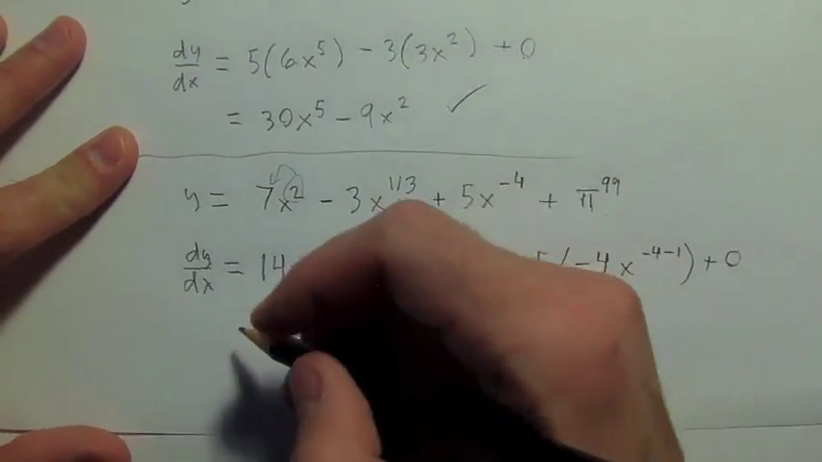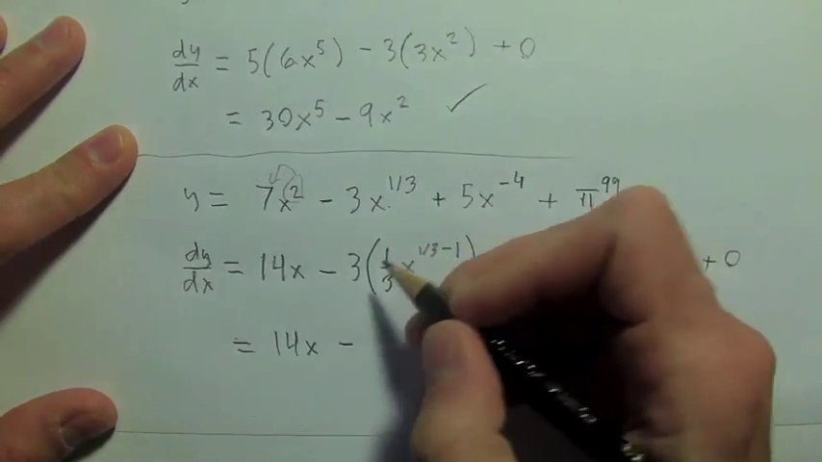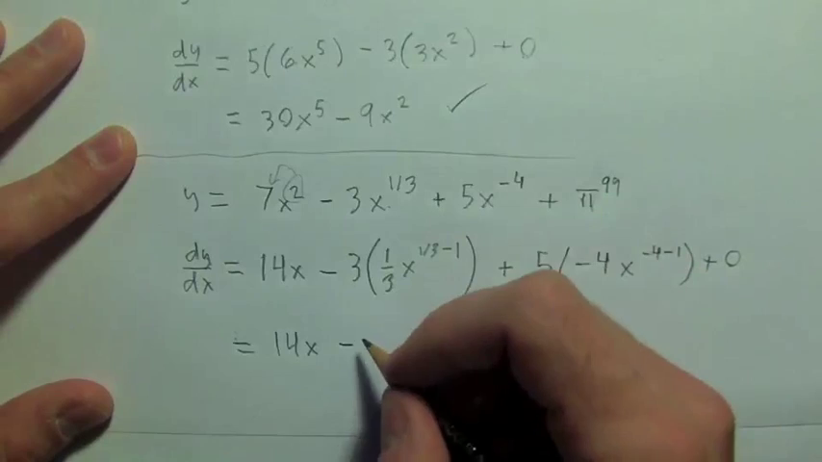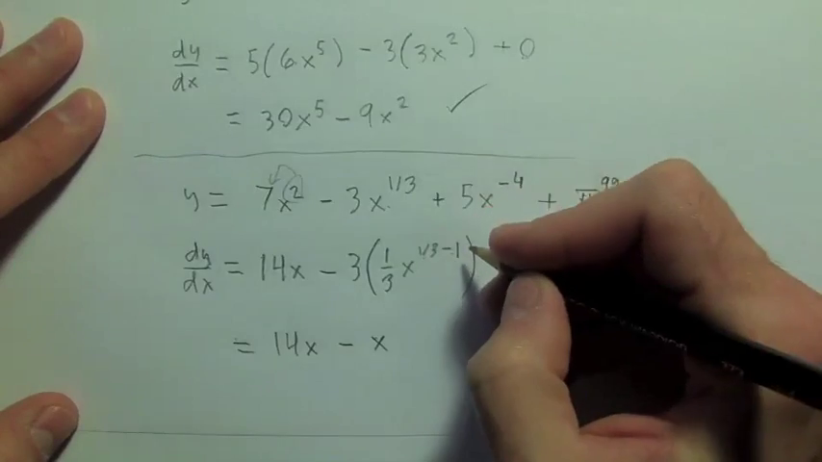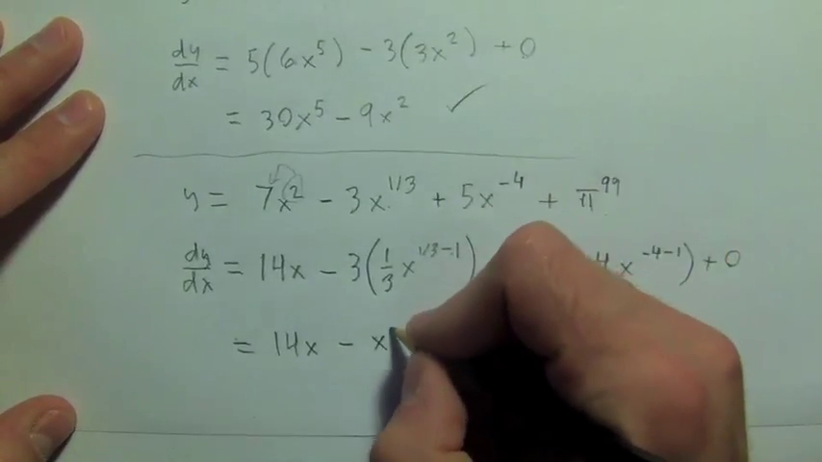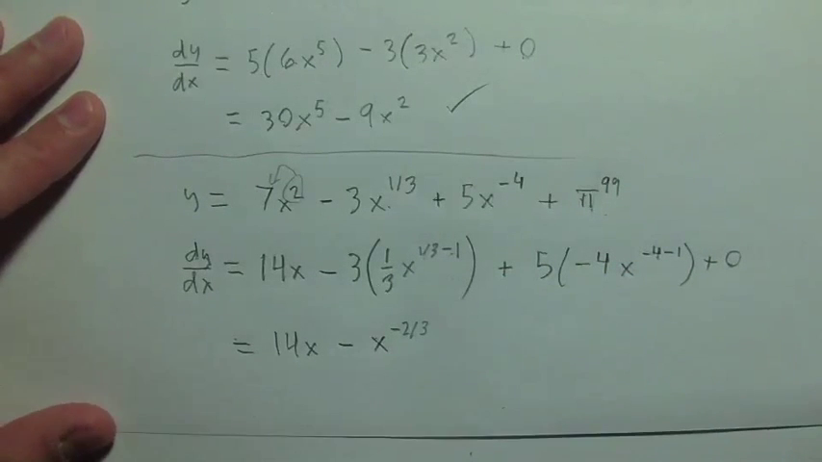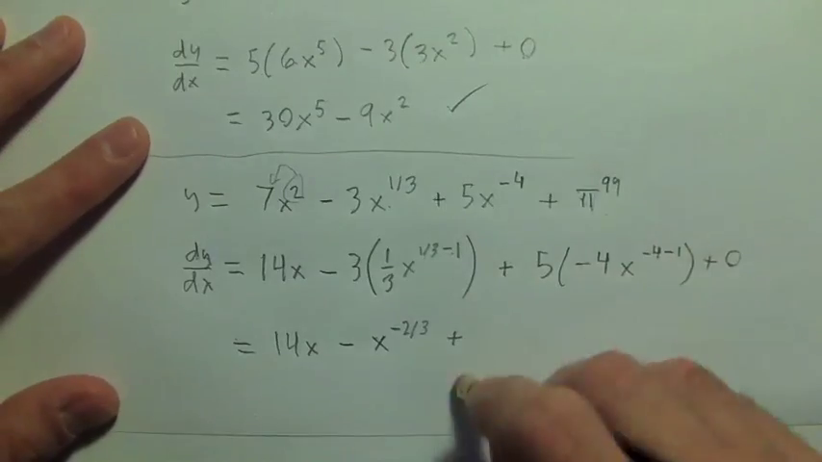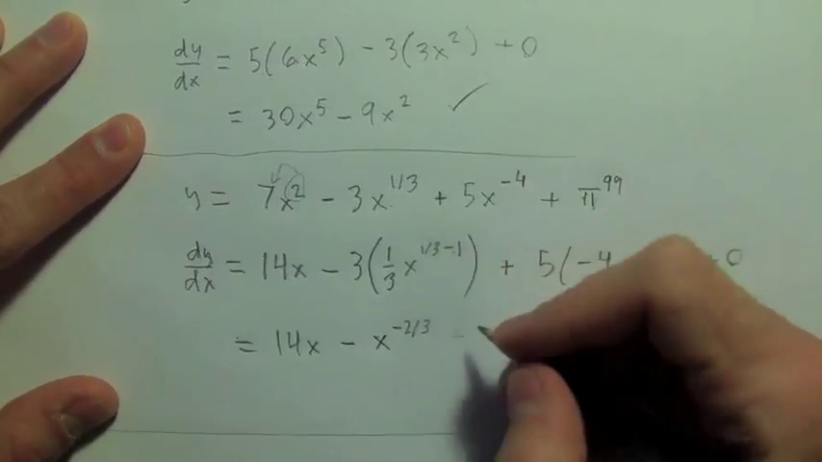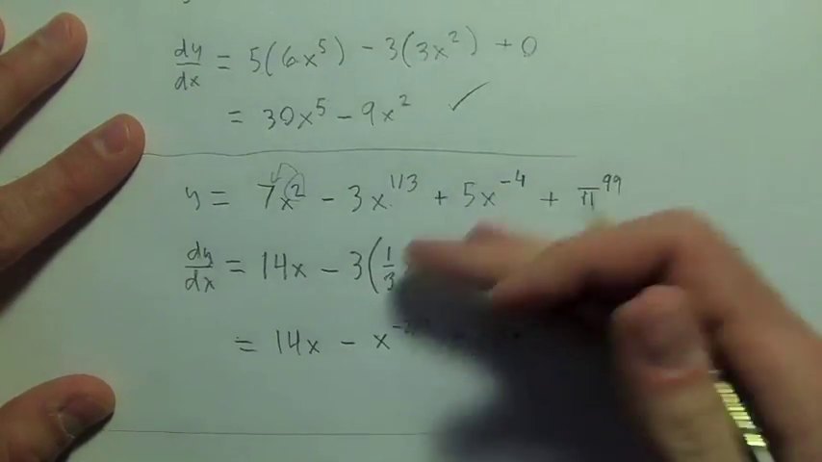Okay, so I'm going to get 14x minus, well, 3 times 1/3, that's just going to be 1, so this will be x. And 1/3 minus 1, well, 1 is 3/3, and that's going to be negative 2/3. And leave these as fractions. Don't give me like 0.6666 as an exponent. It just looks tacky. And then it will be minus 20x to the negative 5. And we're done.